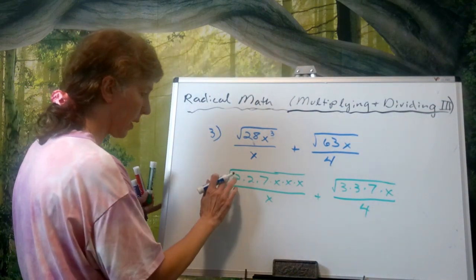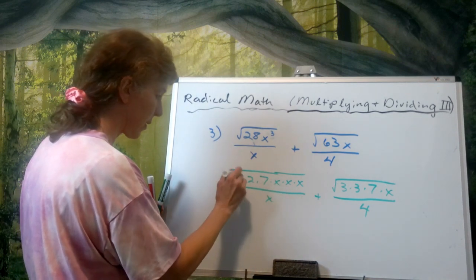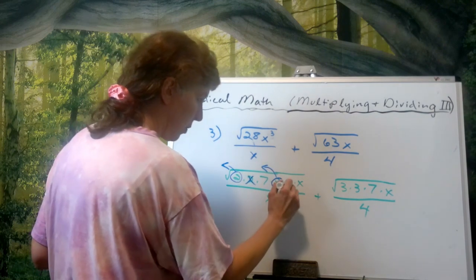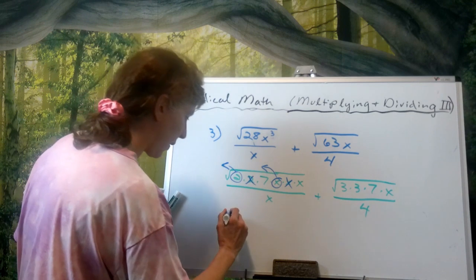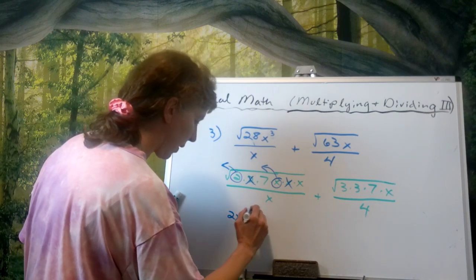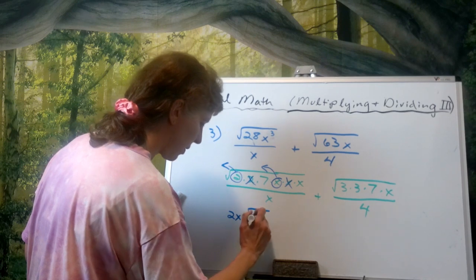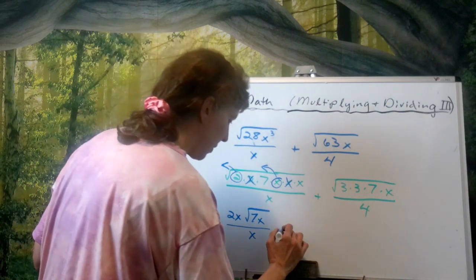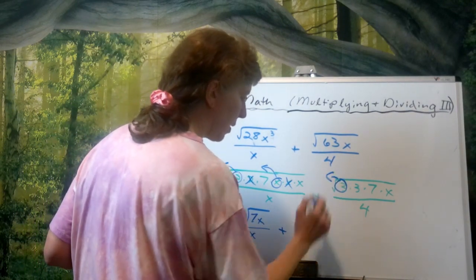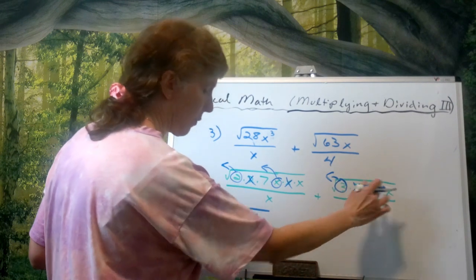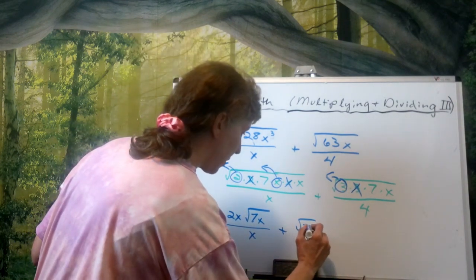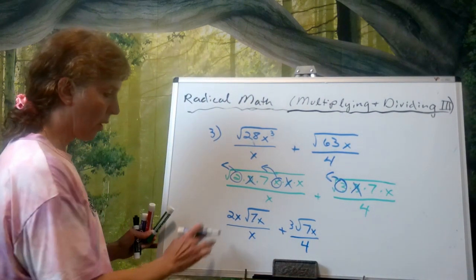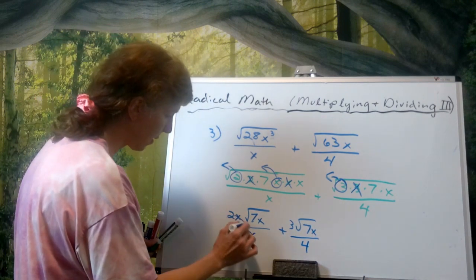Okay. So out of this guy, one of the 2's breaks out, one of the x's breaks out. That 2 doesn't make it, that 2 doesn't make it. So we have a 2x out front, a root 7x in jail, and that's over x. This one, 3 breaks out. That's it. This one dies. And we have root 7x over 4. Okay. On this one, we can simplify the x's.